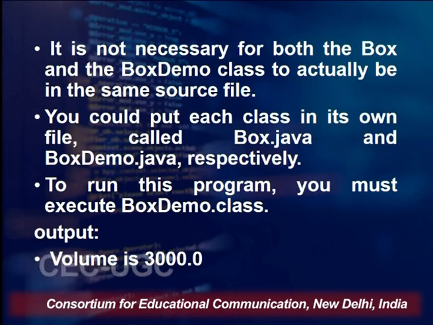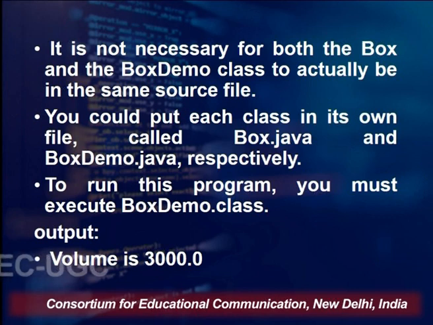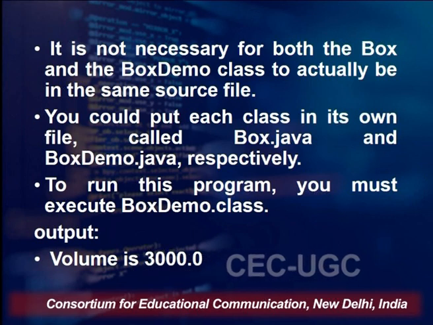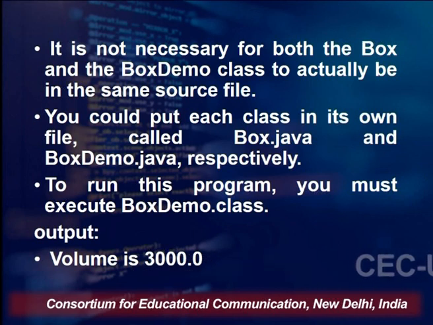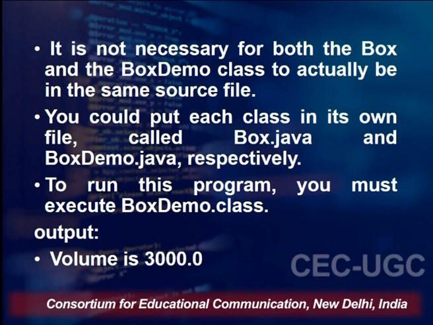And what is going to be the output? The output is going to be the volume, which is a multiplication of height, width, and the third variable, the depth. So 20 multiplied by 10 multiplied by 15, which is what we initialized the variables with. So the volume will be 3000.